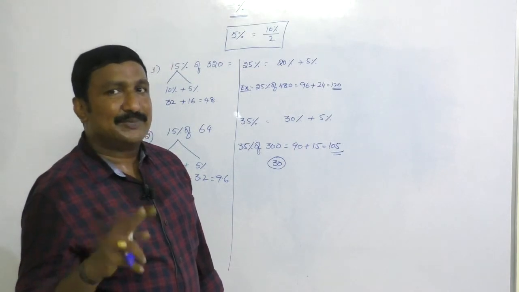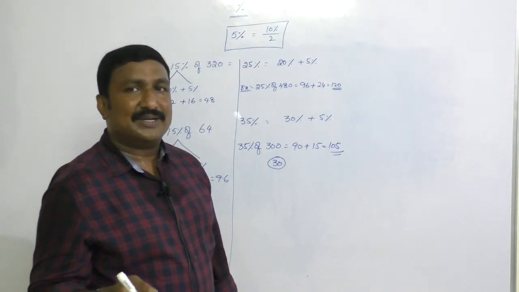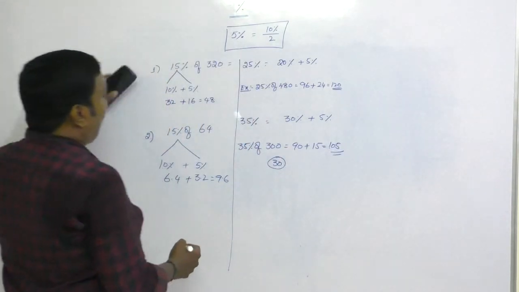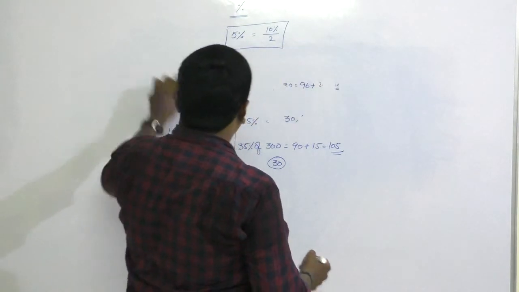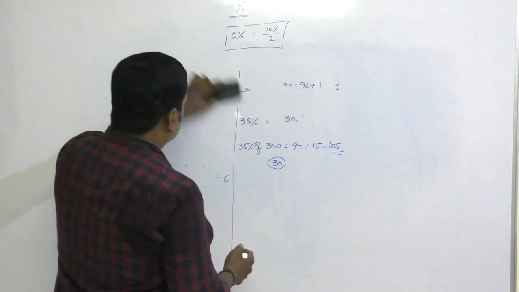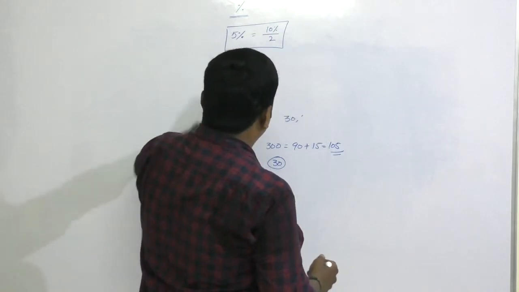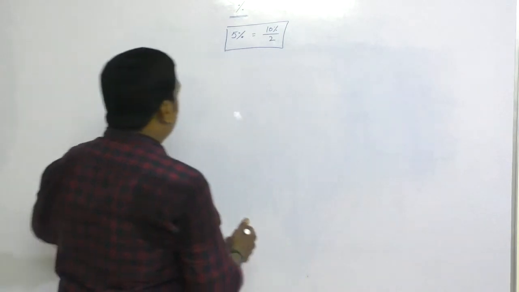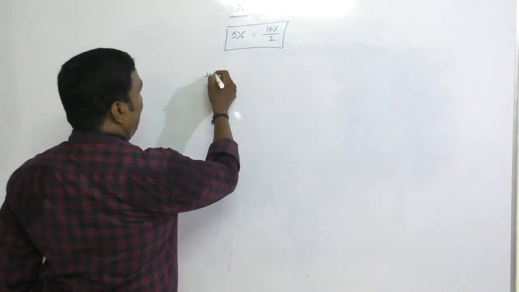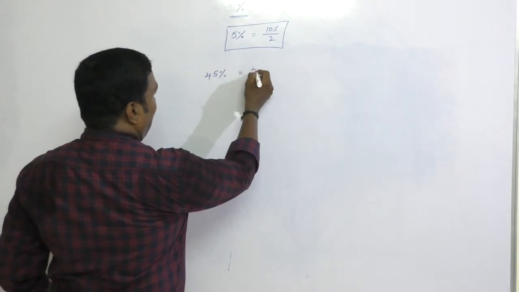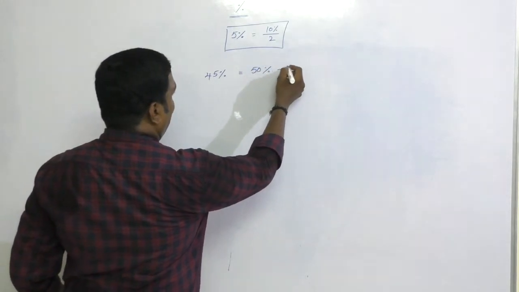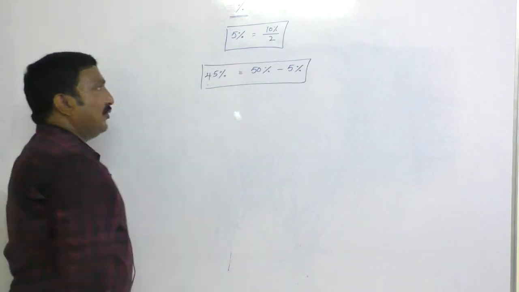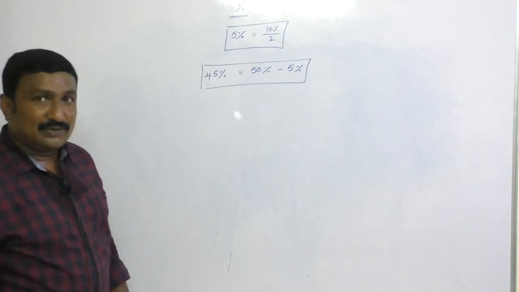But there are the two specific values. How to calculate 45% and 55%. Remember friends, always, so how to calculate 45% means 45% is nothing but we can write 50% minus 5%. Clear friends? This is the logic. 45% is nothing but 50% minus 5%.